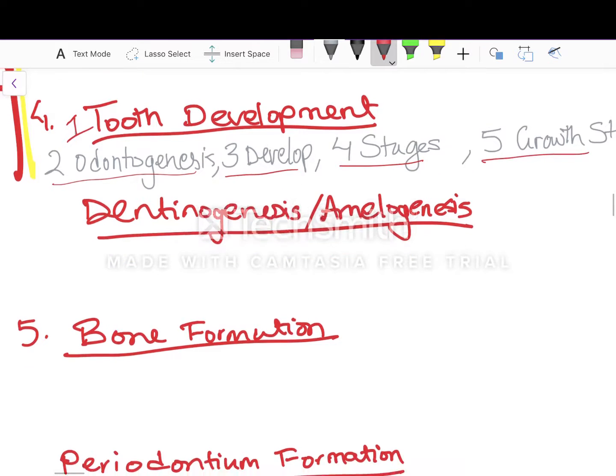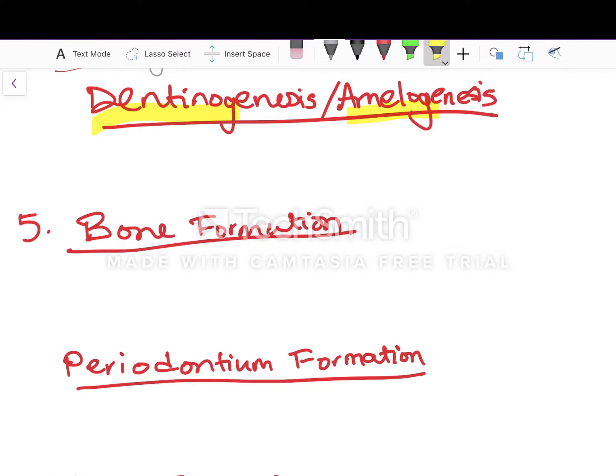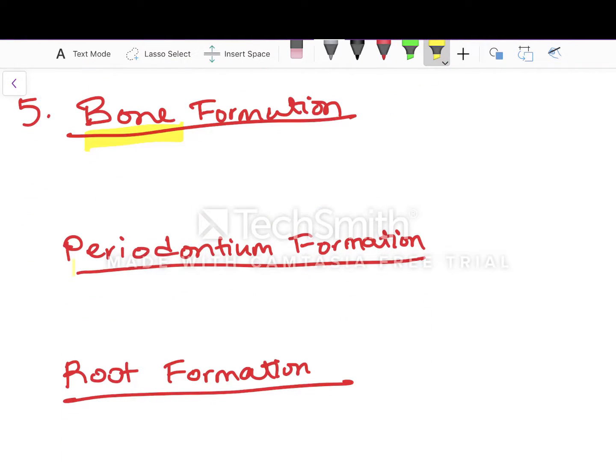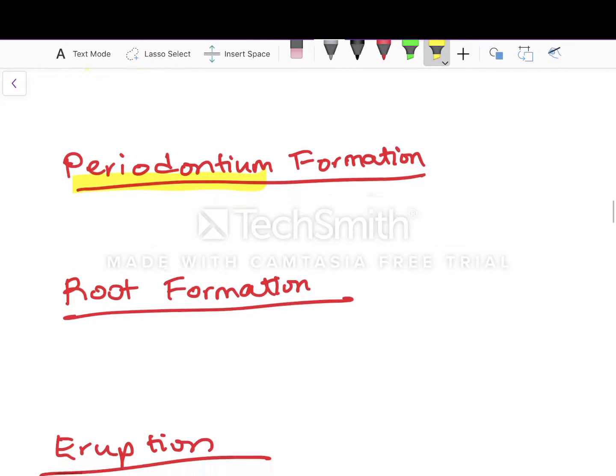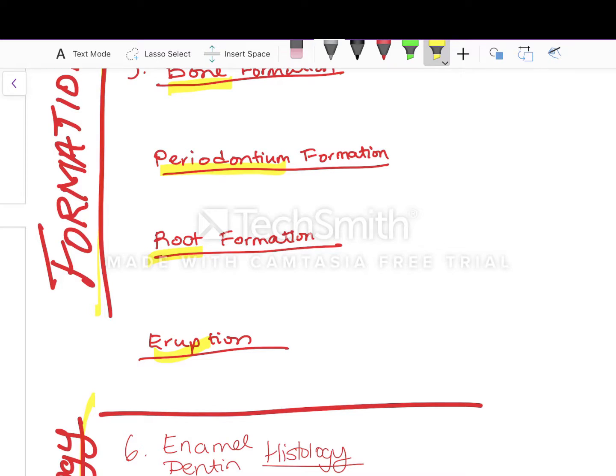Then we come into dentinogenesis and amelogenesis, which is basically making up of the dentin and then making up of the enamel. Then we form the bone, then we form all the structures surrounding the tooth, we call periodontium, form the root, and then finally eruption. So that will be part 1, exam 1 of our lecture series.